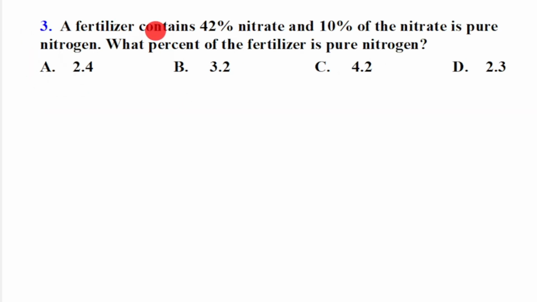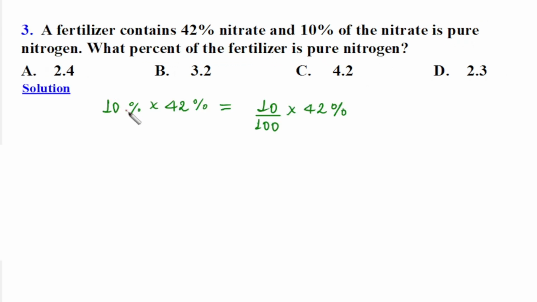3. A fertilizer contains 42% nitrate and 10% of the nitrate is pure nitrogen. What percent of the fertilizer is pure nitrogen? To get this answer, multiply 42% by 10%. Since a percent is 1/100, it becomes 10/100 times 42%. We get 4.2%. So the answer is C.